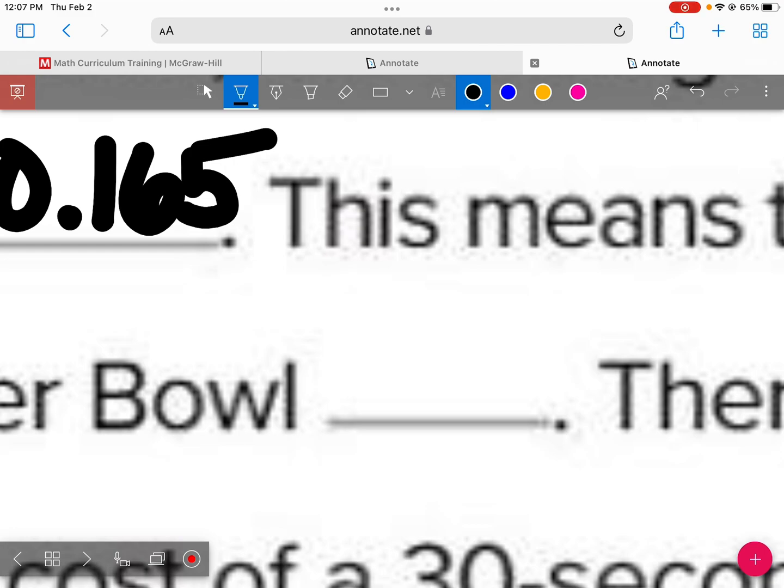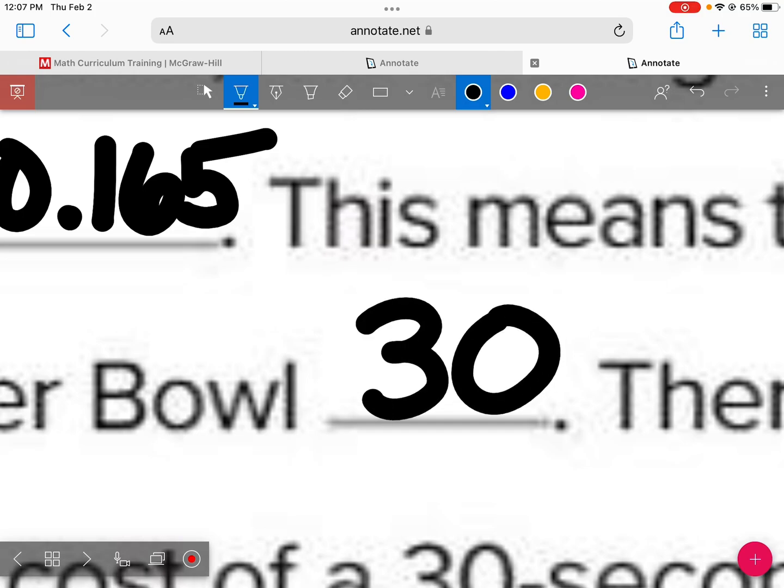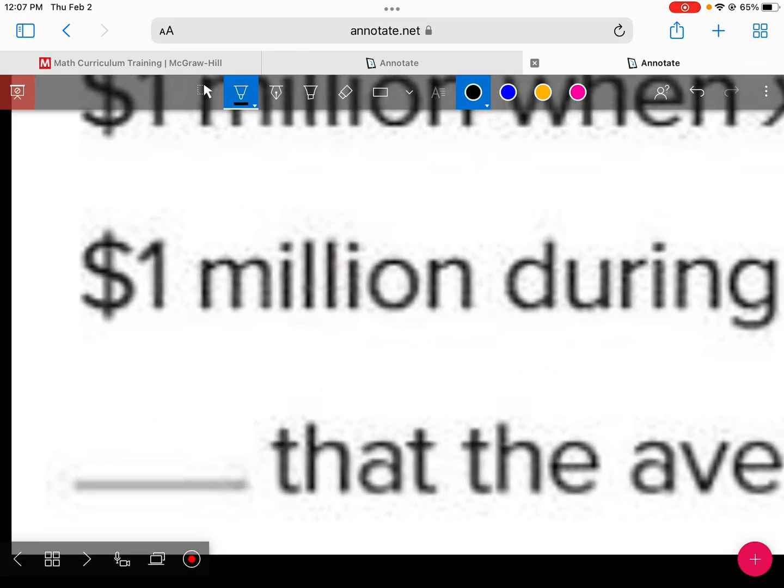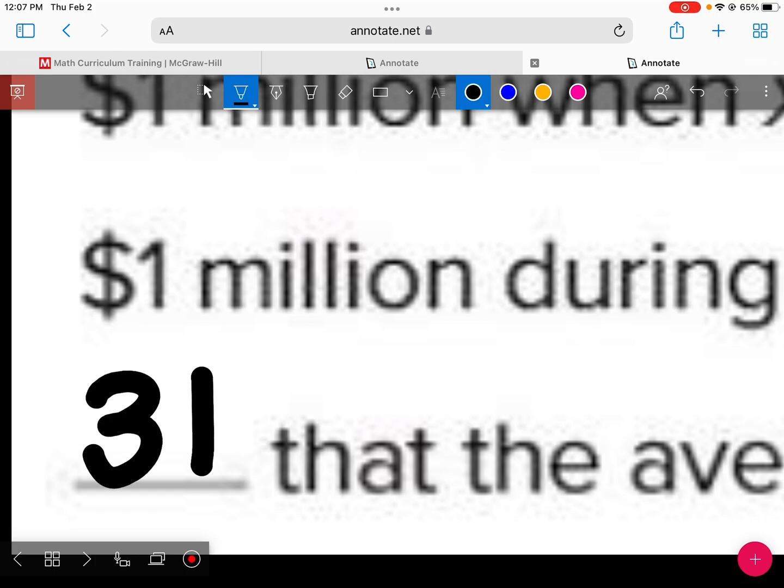So that's a little bit below a million, right? So in Super Bowl 30, it still wasn't quite $1 million. What about in Super Bowl 31? Did it go over $1 million there? Yeah. So it's over $1 million in Super Bowl 31, but it's under $1 million in Super Bowl 30. So somewhere in between those two is when we topped $1 million.